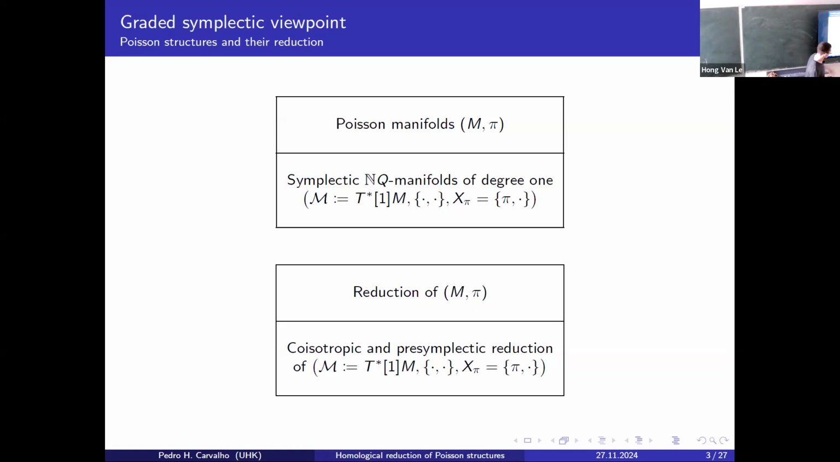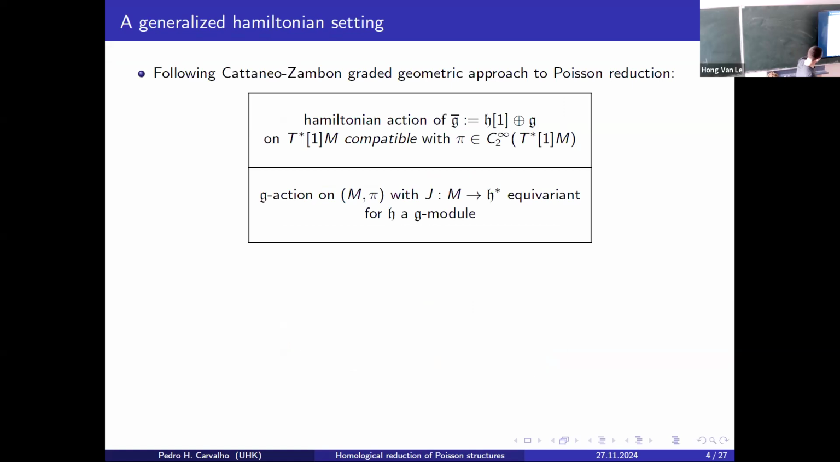Okay, so in particular, one particular case of this correspondence between graded reduction and Poisson reduction is what I'm calling here the generalized Hamiltonian setting. It's in this paper by Cattaneo and Zambon. If you look at Hamiltonian reduction of the shifted cotangent bundle, it's a specific coisotropic way of doing reduction there. So you have the Hamiltonian action of a graded Lie algebra. It's compatible in a suitable way with a bivector. I will explain what the compatibilities are.